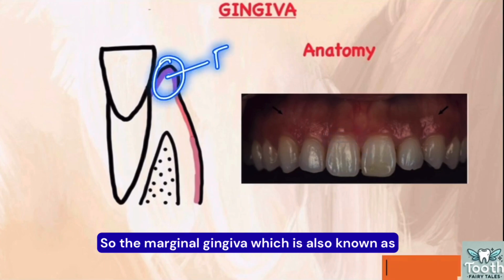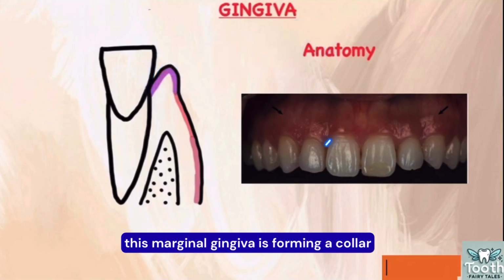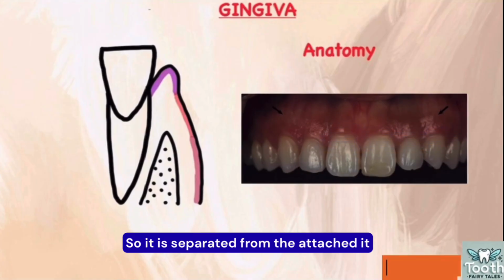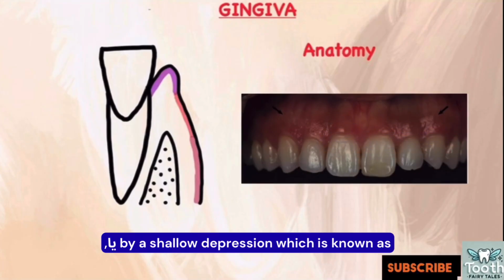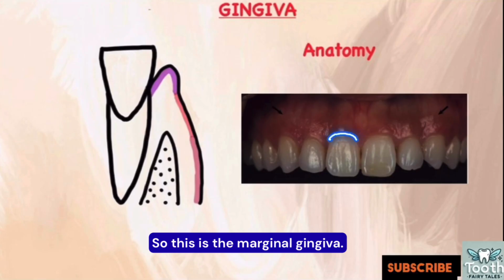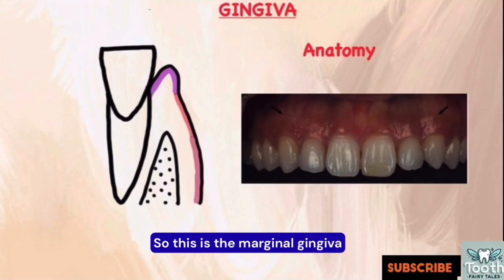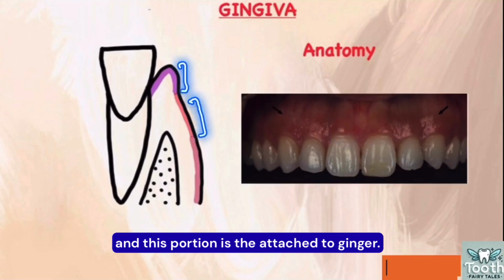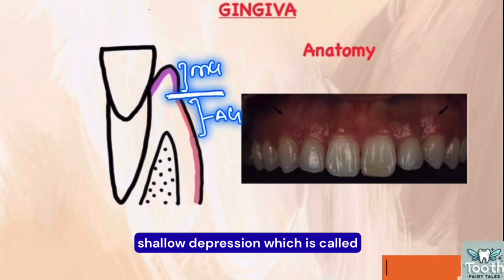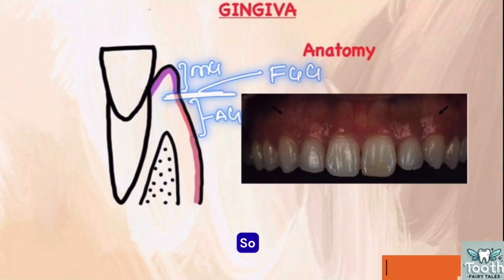This is the marginal gingiva, which is also known as free gingiva. And this marginal gingiva is forming a collar around the teeth. It is separated from the attached gingiva by a shallow depression, which is known as free gingival groove. So this is the marginal gingiva and this portion is the attached gingiva.